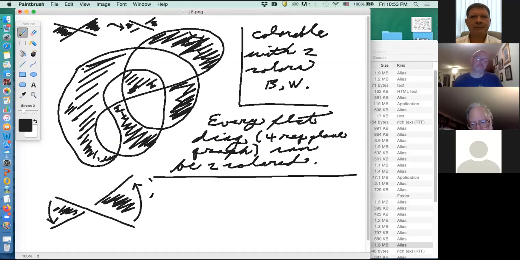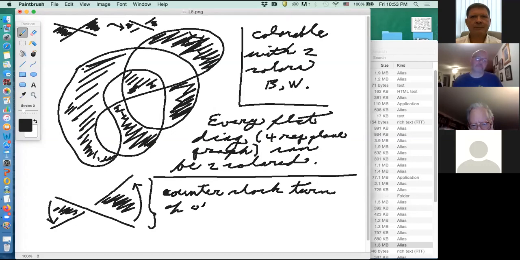So, counterclockwise turn of overcrossing line sweeps black region.